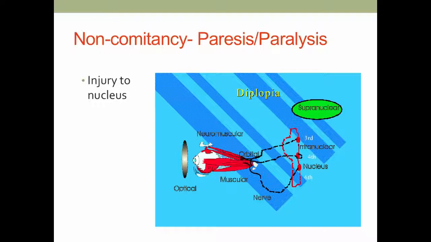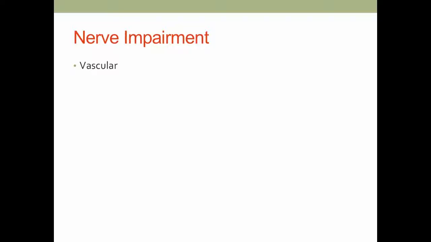And as we go further back, it's at the neuromuscular junction. Is it happening at the muscle itself? Is it happening within the orbital apex? Or is this happening along the nerve, nucleus, higher up, supranuclear areas? So we're always looking to try to determine where the etiology is so that we can start thinking about it. The most common causes in nerve impairment are vascular in nature.